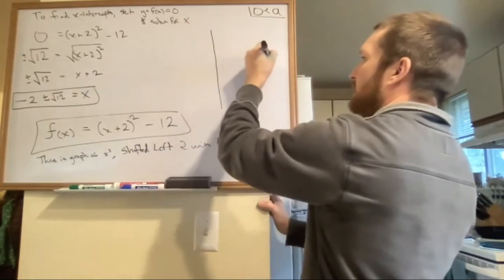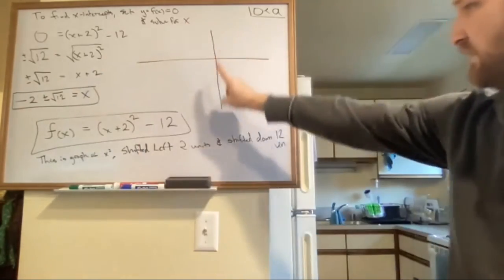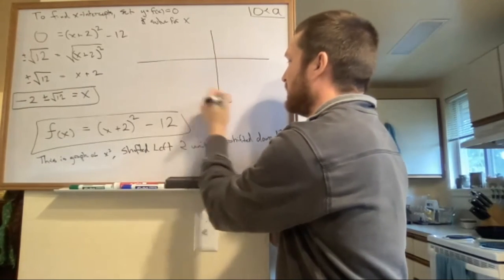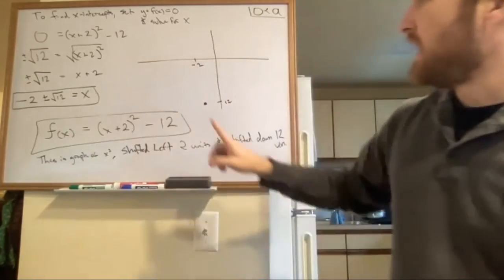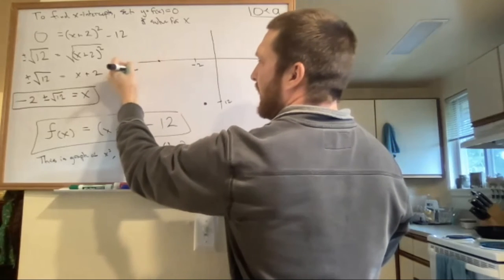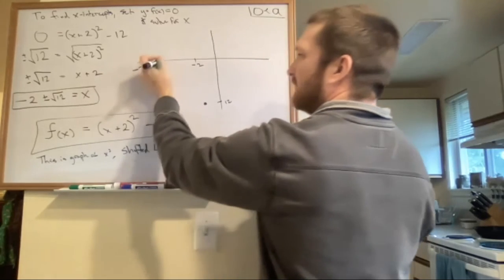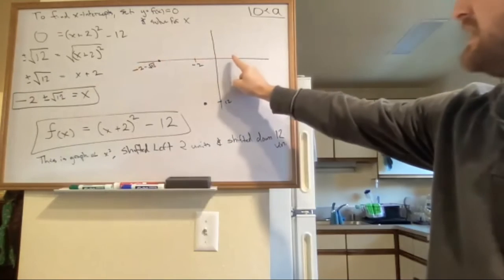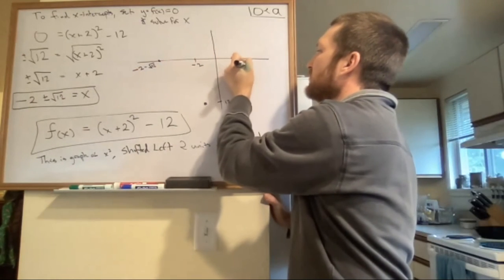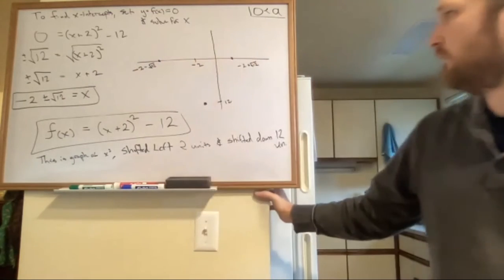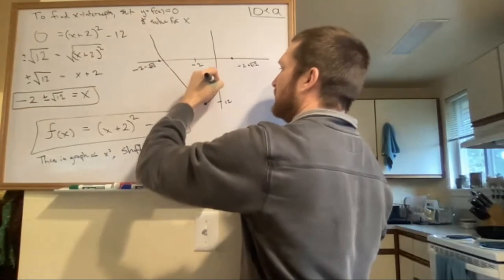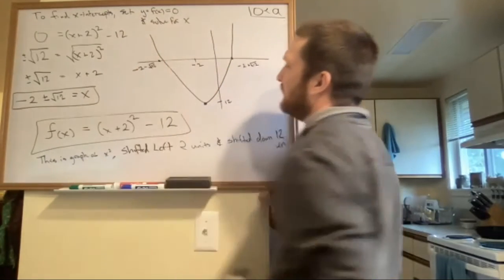And I can say, okay, all right. We're shifted 2 units left, 12 units down. So my vertex is right here. I'm at minus 2 minus root 12, which must be over here. I've labeled that point. The other one is minus 2 plus root 12, which I know is a positive number. Minus 2 plus root 12. And so it has to look something like this. Sorry, that looks terrible. It has to look something like this.